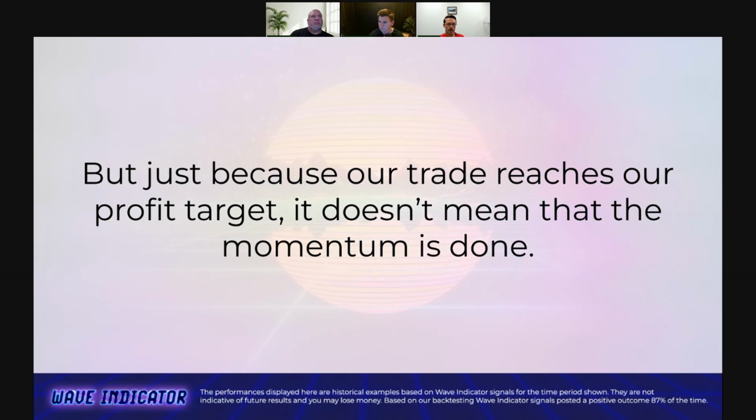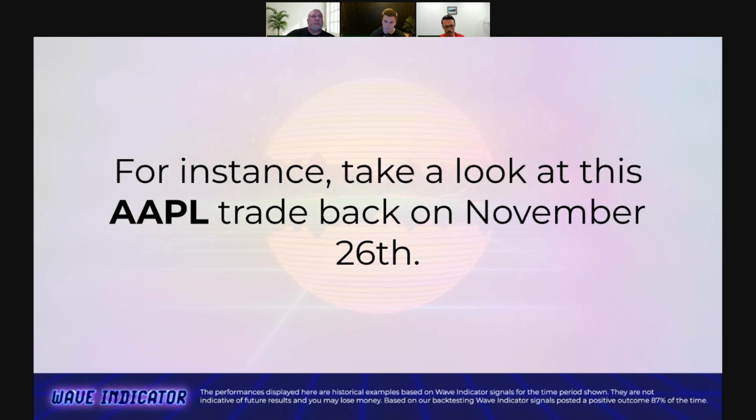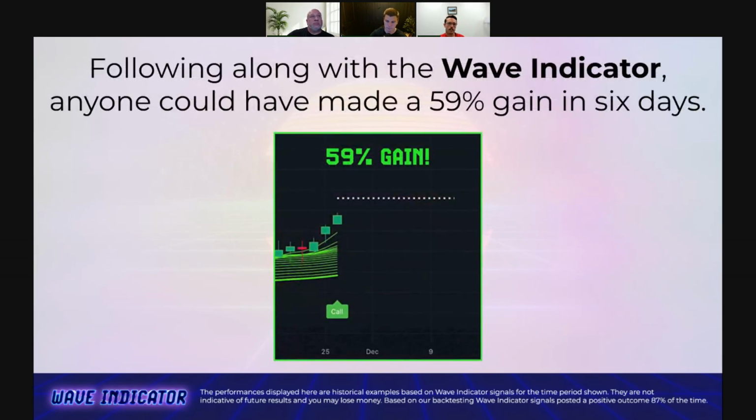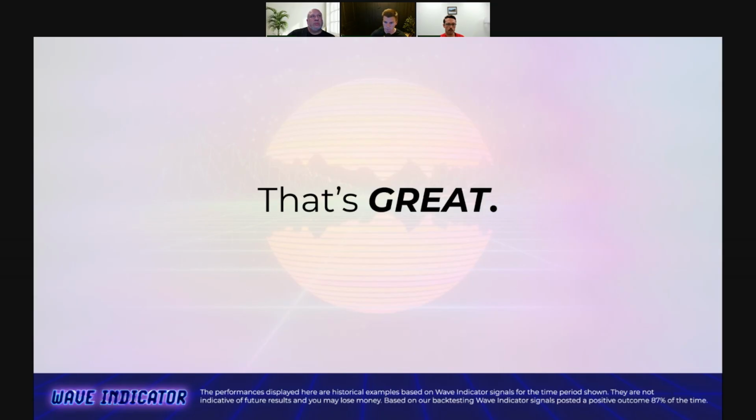But just because our trade reaches that profit target, it doesn't mean that the momentum is done. For instance, look at this Apple trade on November 26th. Following along with the indicator, anyone could have made a 59% gain in 6 days, which is really, really great.